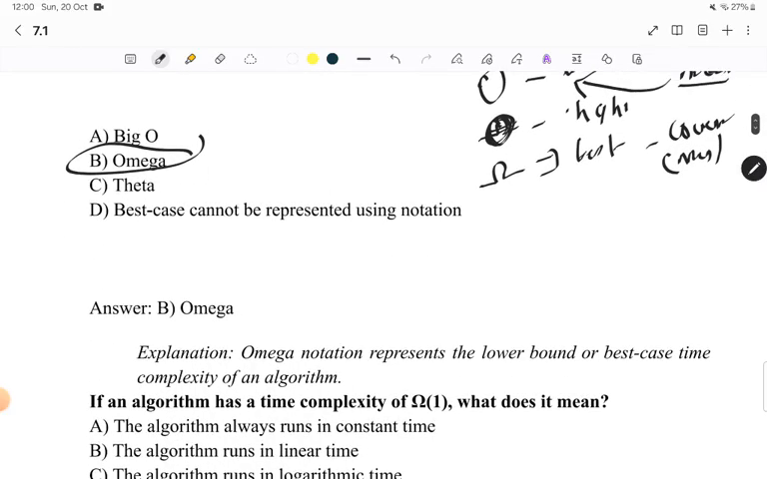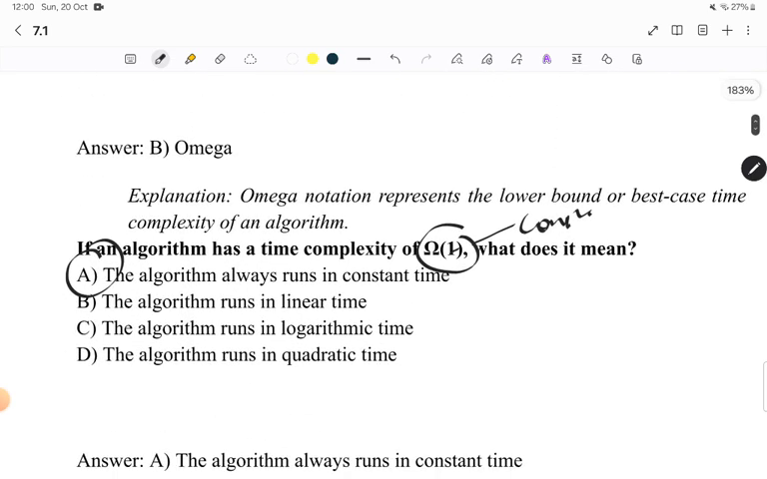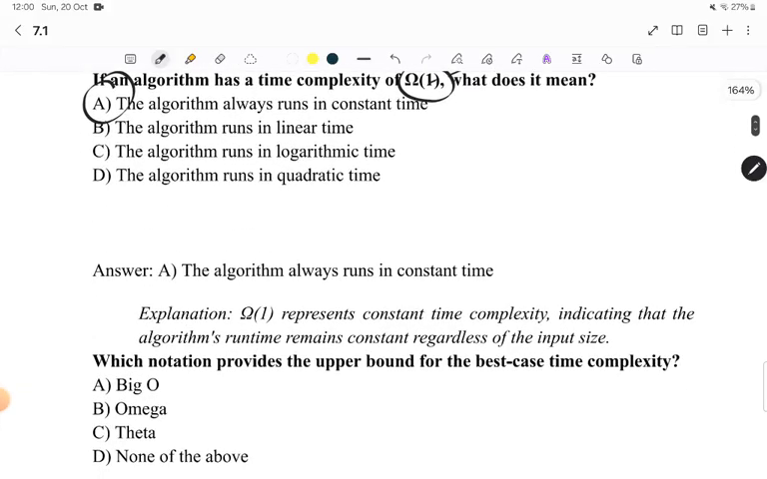Next question. If an algorithm has a time complexity of omega of 1, what does it mean? Omega of 1 is always a constant time. So A is the correct answer. Let's go to the next question. Which notation provides the upper bound for the best case time complexity? Upper bound means big O. So big O is the correct answer.